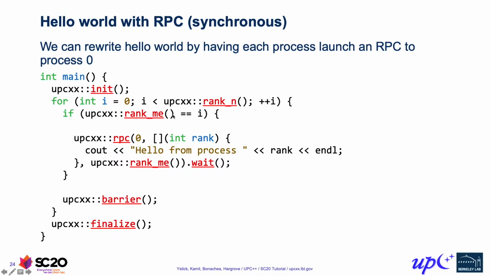With RPC, we can rewrite our hello world, and this time we don't actually have to use files, because what we'll do is we'll actually just have a single process do all the printing. So that way the output shows up in the standard out. Okay, well, so we'll keep our ordering. So here we still have our loop, and we still have our check so that each process prints in a separate iteration of the loop. And now what we do is we send over an RPC to rank 0.